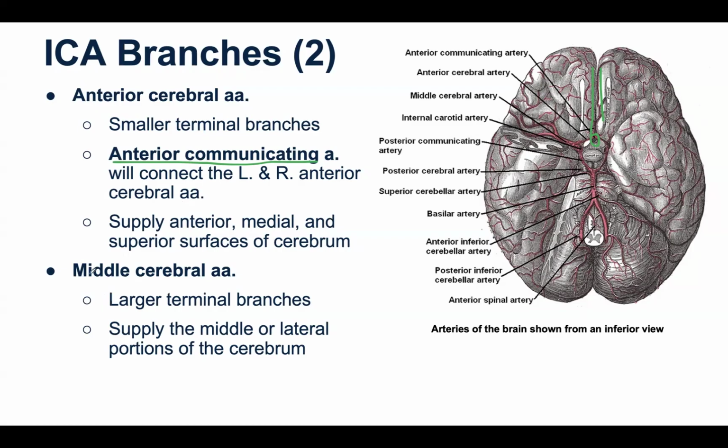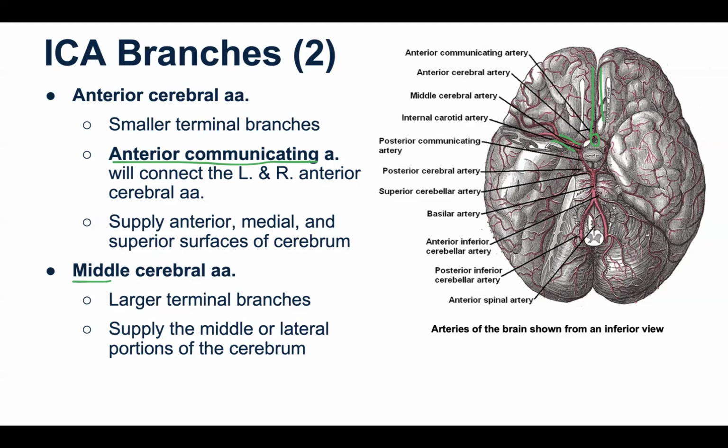The other terminal branch of the internal carotid, and the larger one, is the middle cerebral artery. This is serving the more middle, as its name would suggest, or lateral portions of the cerebrum. It's basically the continuation of the internal carotid. So it just looks like the internal carotid as it moves there, about the same caliber and size.